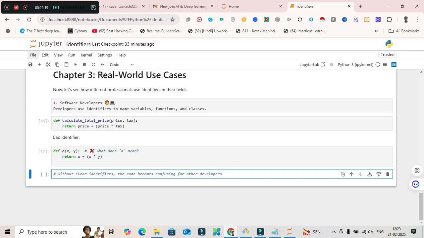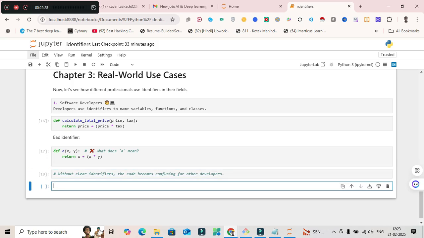So without clear identifiers, the code becomes confusing for other developers as well. In AI and machine learning, how do identifiers work for the data sets and the models? Let me discuss all about that so that you will understand. First we'll talk about a bad example, then we'll try to understand how we can do this.